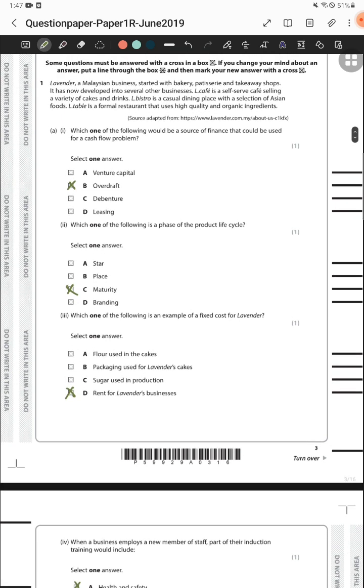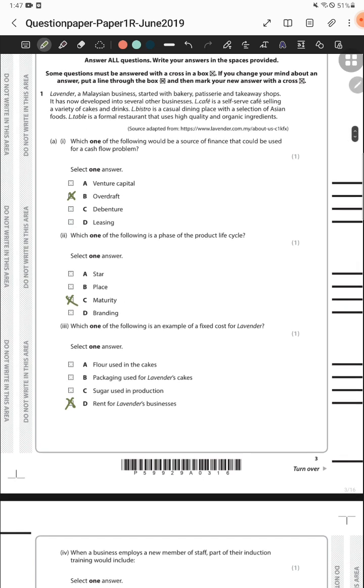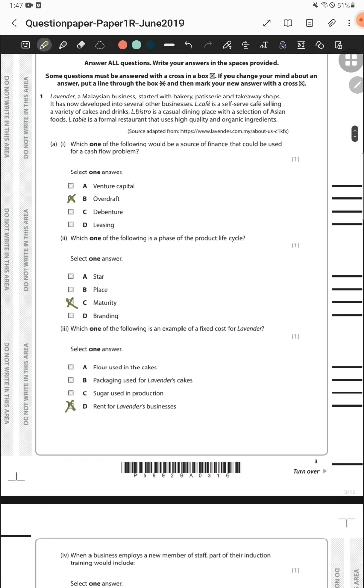Our second one is, which one of the following is a phase of the product life cycle? Now this is easy. It's maturity. There are the others like the lag phase and stuff like that. Hold on, let me write it all for you.